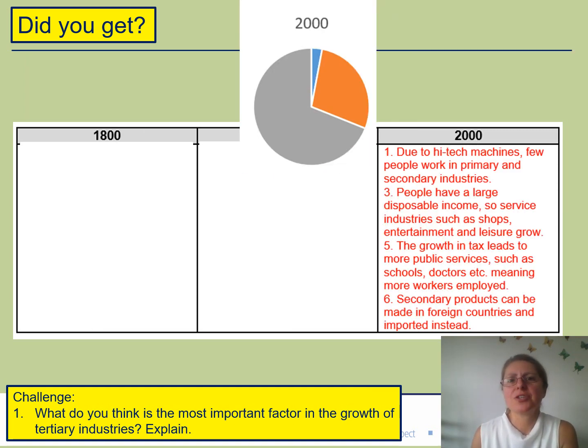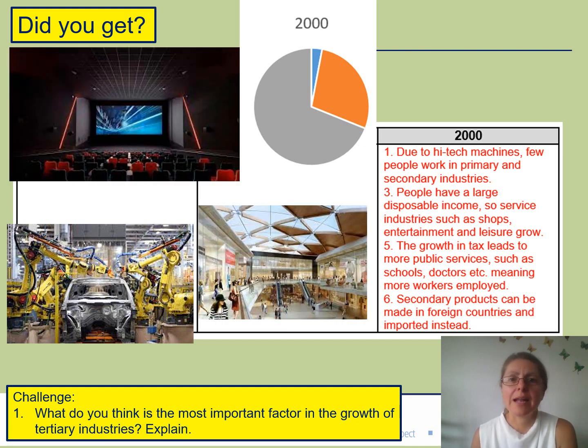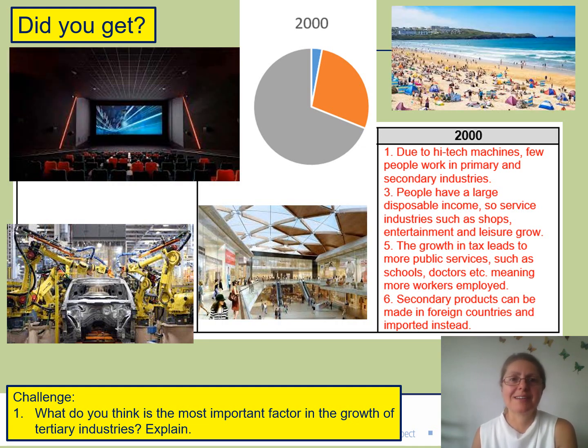So as we move into the 2000s and beyond, this is where we see the UK's employment structure represent what it is today, with most people working in the tertiary sector. That's because the high-tech machines are doing the work in the primary and secondary industries, so we don't need as many people to work there. People also have large disposable incomes. Now, what does that mean? That's right, they have money to spend after they've paid their bills, and they like to spend their money. So we have seen a growth in shops, entertainment, and leisure.